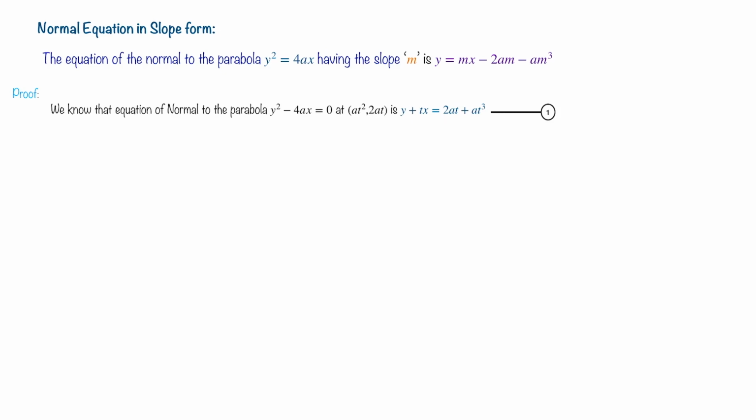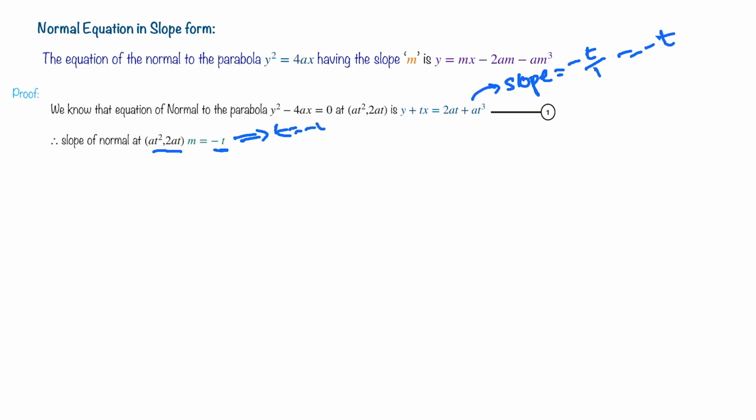What should be the slope of this line? The slope of this normal should be minus coefficient of x by coefficient of y. That is minus t by 1, which is minus t. Therefore, the slope of the normal at the point (at square, 2at), m, is equal to minus t. That implies t should be equal to minus m. So this is how the parameter t is connected to the slope of the normal.